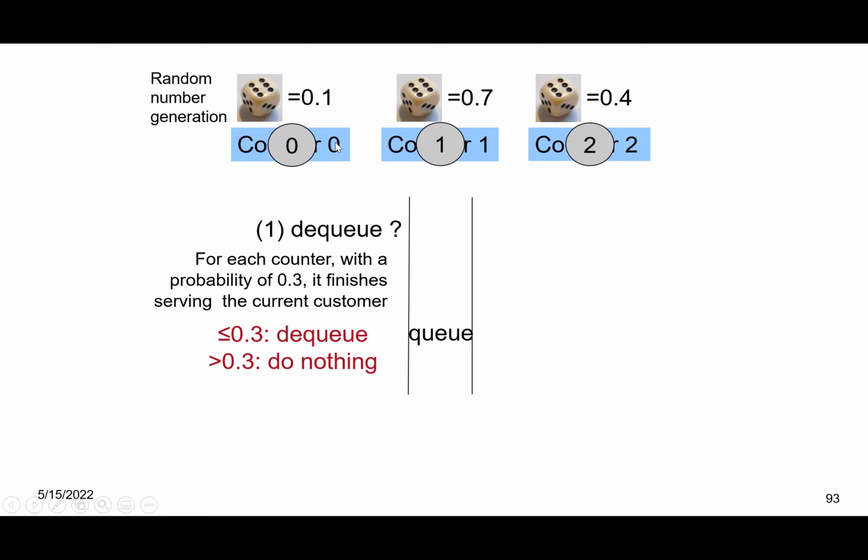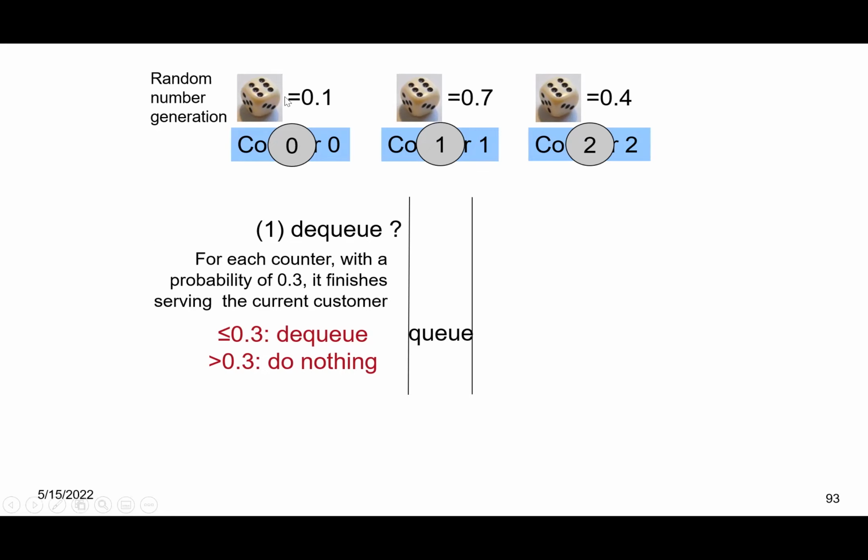Means this customer finished already, then it will go. So the counter becomes empty. If the value that you generated is more than 0.3, you do nothing. Do nothing here means this customer will remain there in the counter to continue with the transaction, for example.